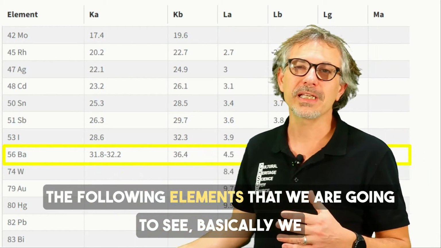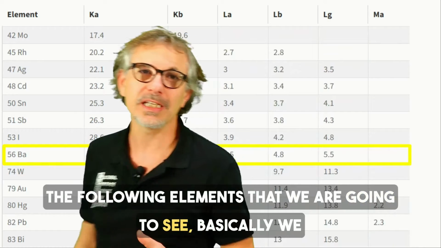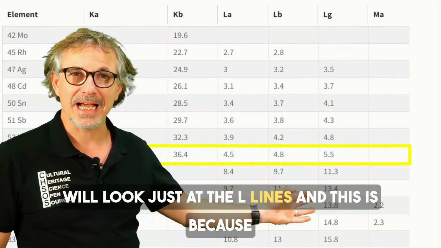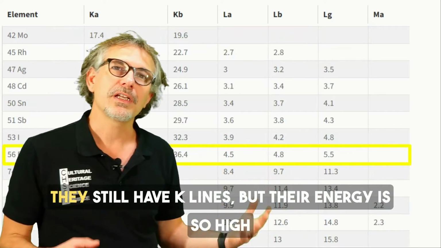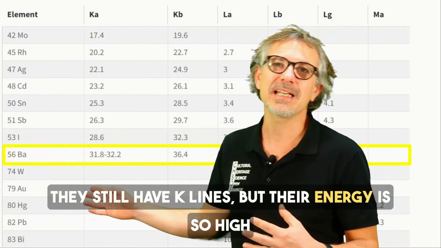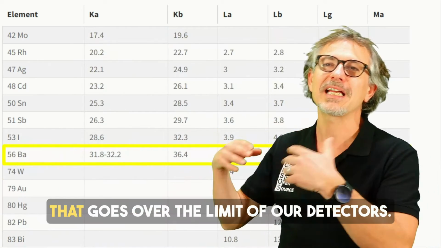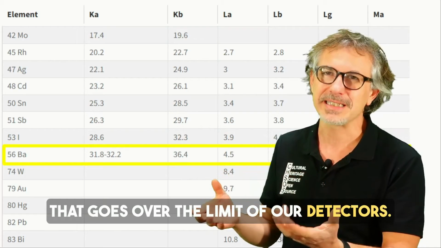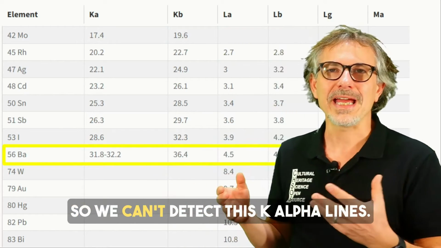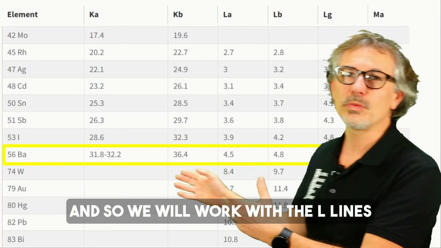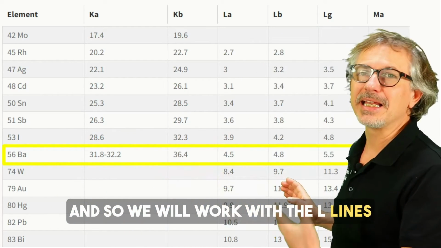For the following elements that we are going to see, we will look just at the L lines. This is because they still have K lines, but their energy is so high that it goes over the limit of our detectors, so we can't detect these K alpha lines, and so we will work with the L lines for the other heavy elements.